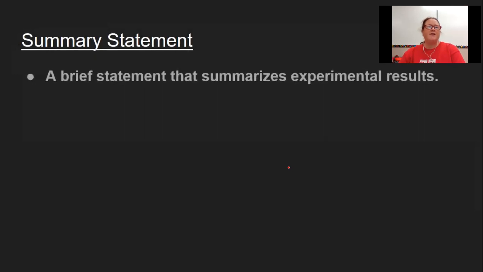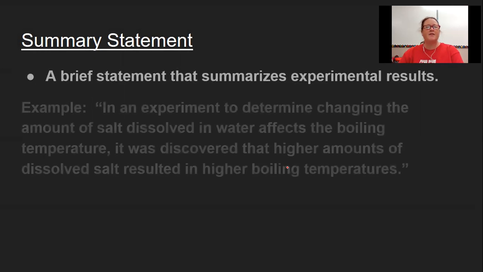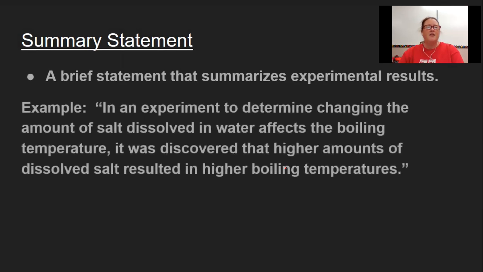A summary statement is just a brief statement that summarizes experimental results. Here's an example. In an experiment to determine if changing the amount of salt dissolved in water affects the boiling temperature, it was discovered that higher amounts of dissolved salt resulted in higher boiling temperatures. This is an example of an experimental summary.